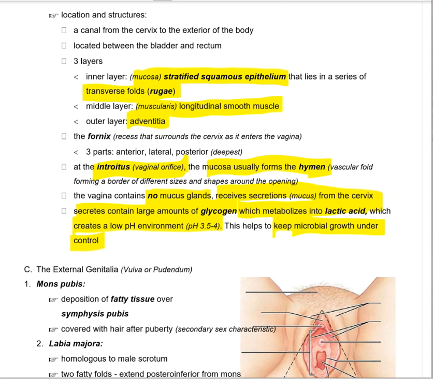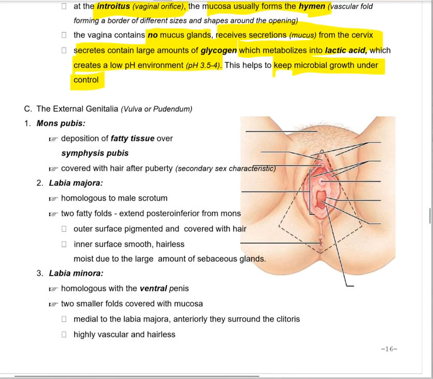This is one reason why the semen is more alkaline, so it can help neutralize this acid and make a more neutral environment for the sperm to be in.